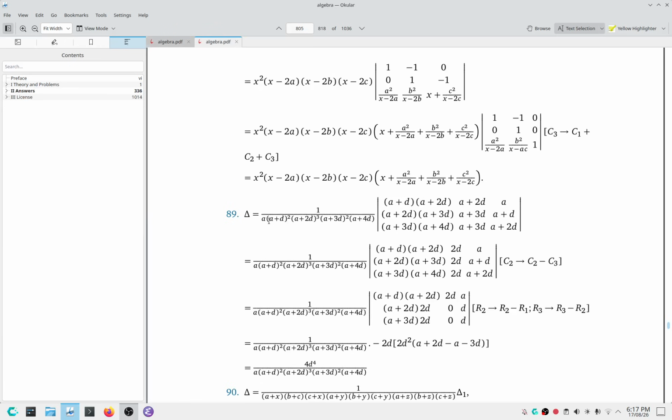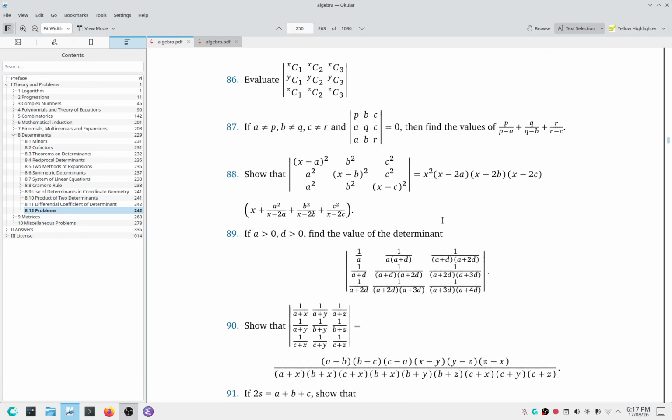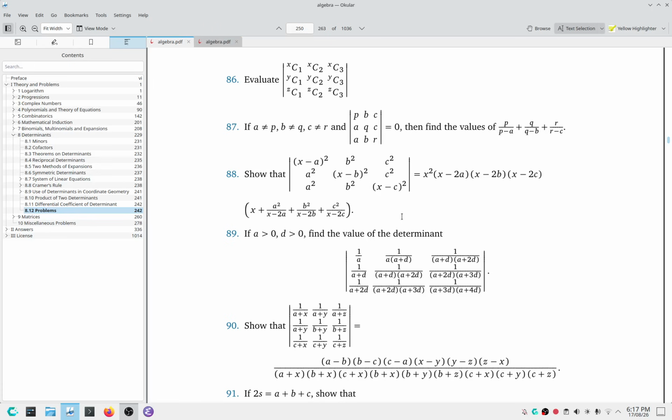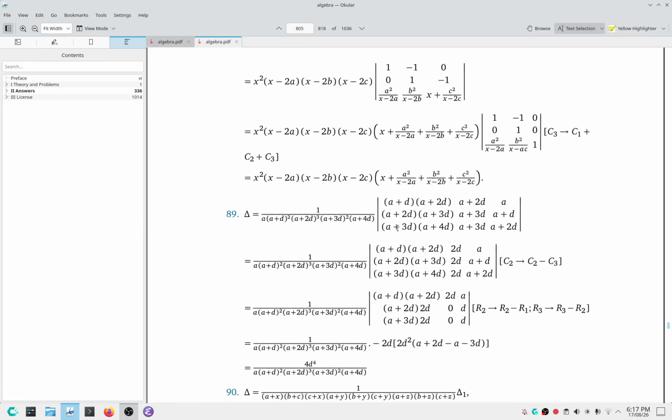So we multiply with a plus b whole square, a plus 2b whole cube, a plus 3b whole square, a plus 4b. That is, first row is multiplied with a plus d, a plus 2d. Okay, the second row is multiplied with a plus d, a plus 2d, a plus 3d. And the fourth row is multiplied with a plus 2d, a plus 3d, a plus 4d. So outside we will have this, we have to divide by the same stuff, and inside we have this.